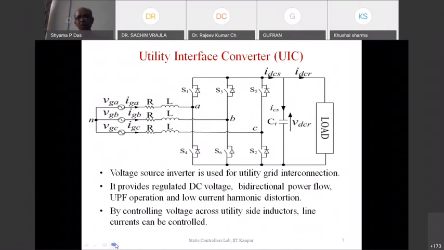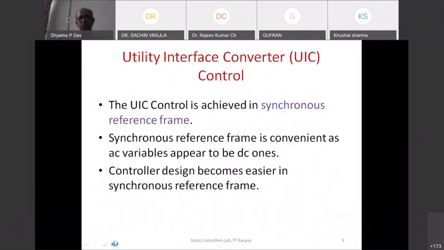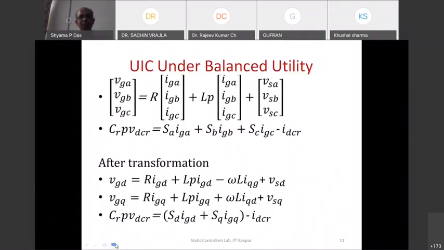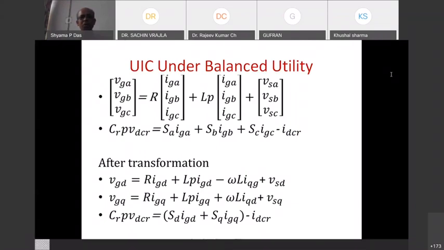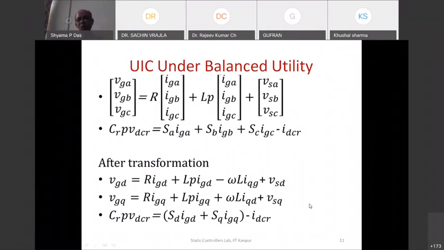Next slide, please. Yeah. So now these are the equations. This IDCR is the load current, which has to be subtracted. The current coming from the AC side is SA IGA plus SB IGB plus SC IGC, and the current which goes to the load, that is IDCR, we have to subtract.